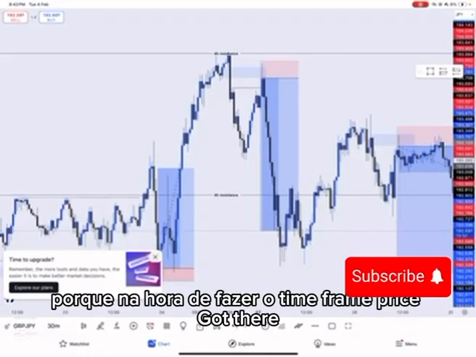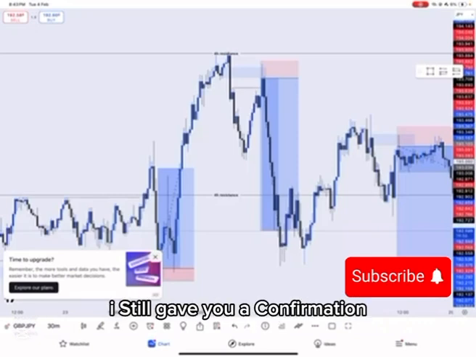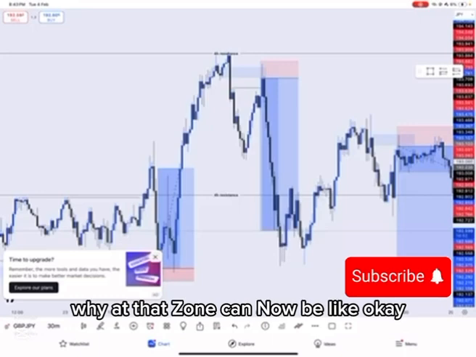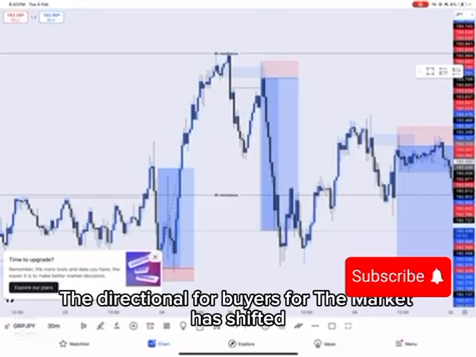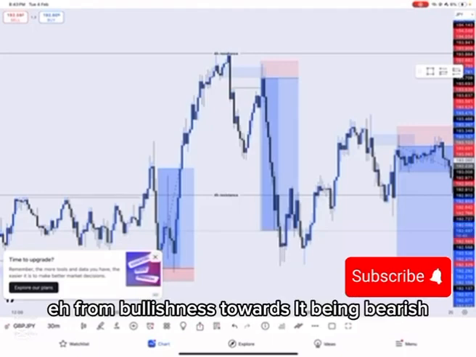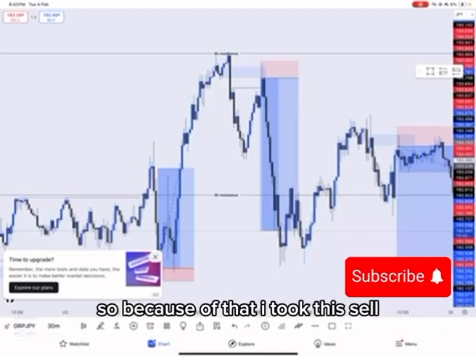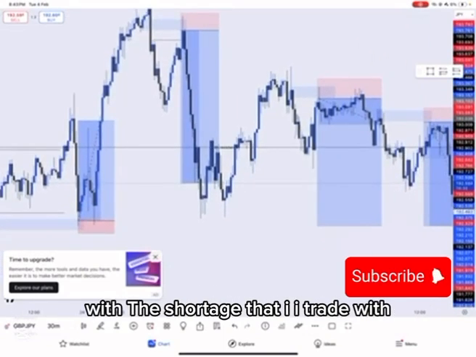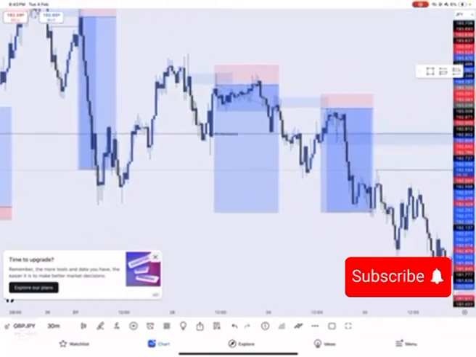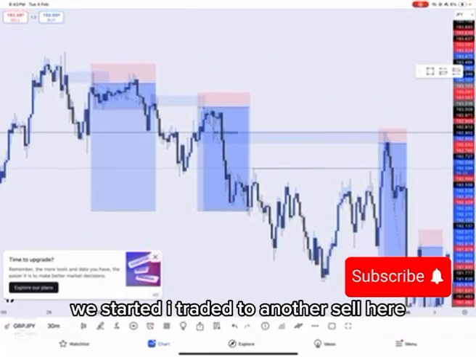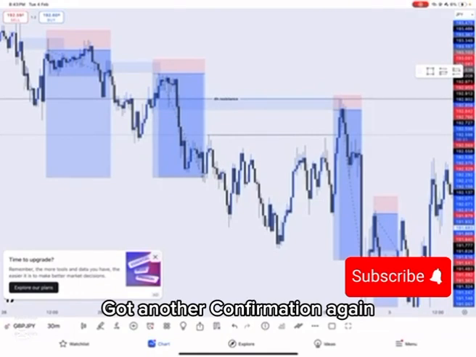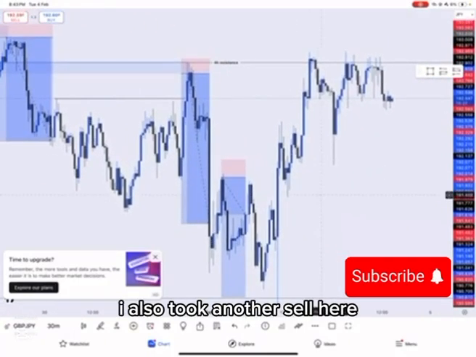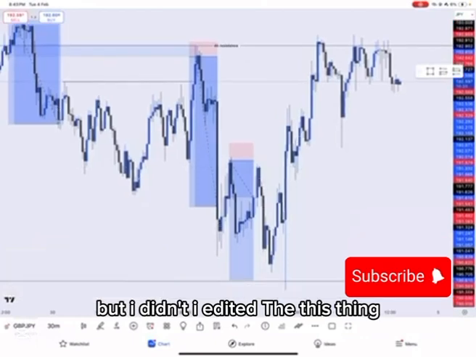So because on a 4 hours time frame, price got there, it still gave me a confirmation by giving me the strategy that I use in trading reversals while at that zone. I can now be like, okay, the directional bias for the market has shifted from bullishness towards it being bearish. So because of that, I took this sell. I still got another confirmation again with the strategy that I trade with, and I took another sell. Got another confirmation with the strategy I trade with, took another sell here. Got another confirmation again, took another sell here also from this breaker. I also took another sell here.